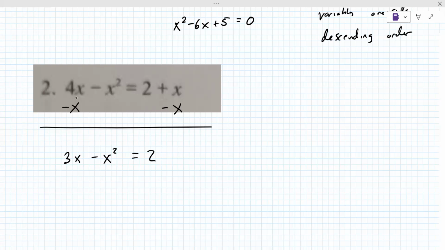Okay, but we're not done because it doesn't equal 0. So we have to subtract 2. And there's nothing to combine it with, so you just put it off to the right here. So it's 3x minus x squared minus 2 equals 0.